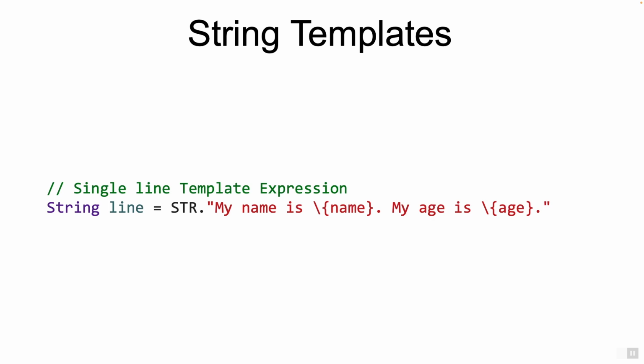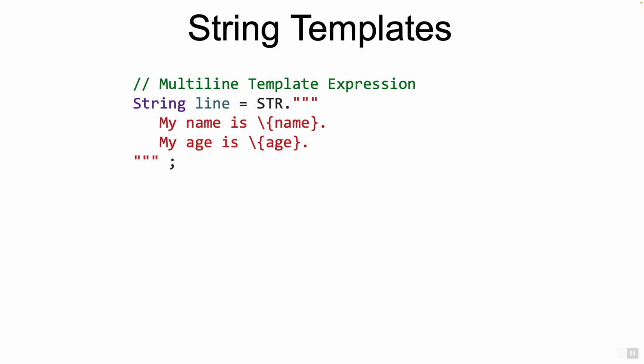The expression on the right side of the equal sign is called the template expression. Now, this syntax does look strange, but there is more to this than meets the eye. We will soon come to that. That's actually the string template. The template expression would be STR dot the entire string.